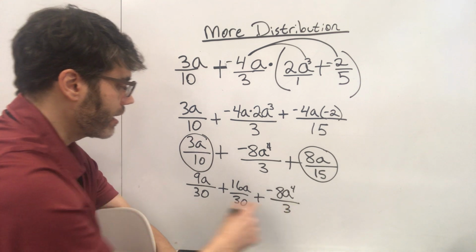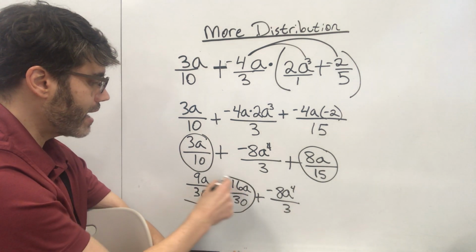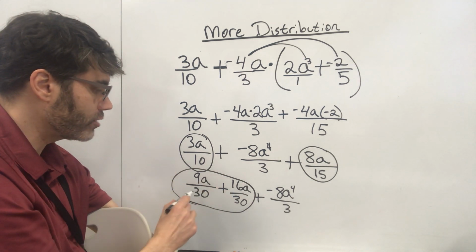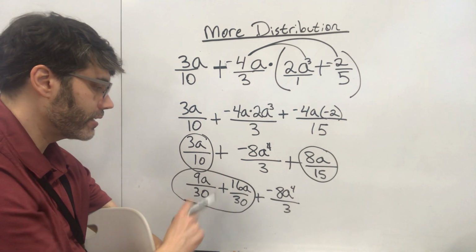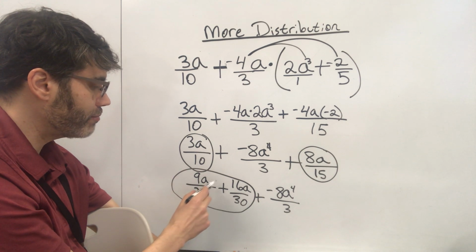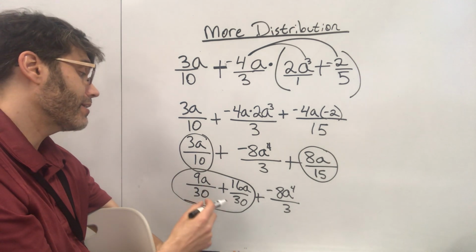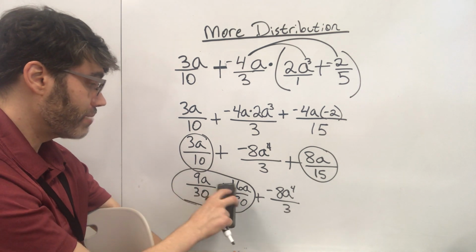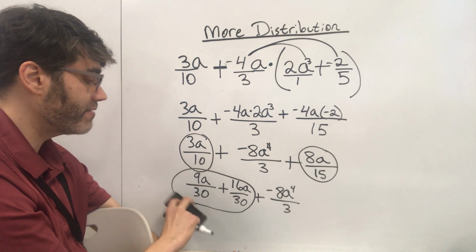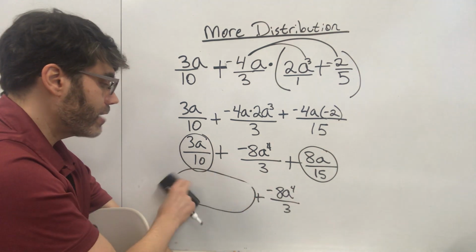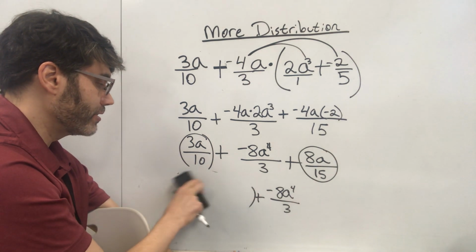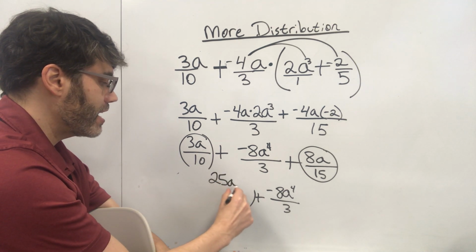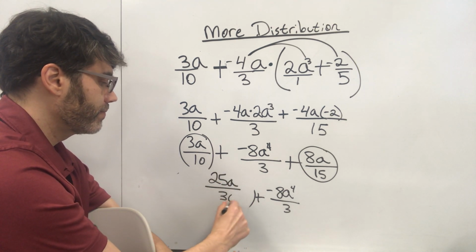all over 3. Okay, so now this I can add together because they have like terms as well as like denominators. So 9a plus 16a, so that's 25a, because 9 plus 16 is 25, so it's 25a over 30. And we don't add the denominators, you just keep the denominator, just like whenever you're adding fractions. So it's going to be 25a over 30.